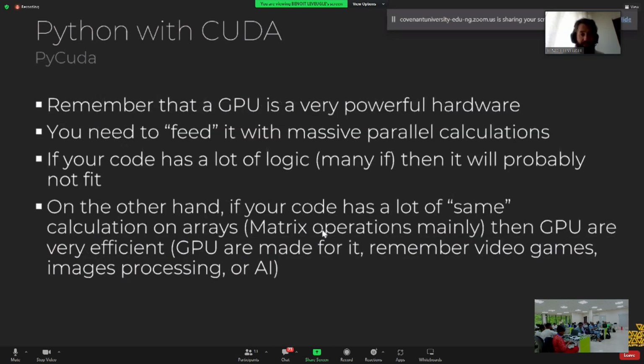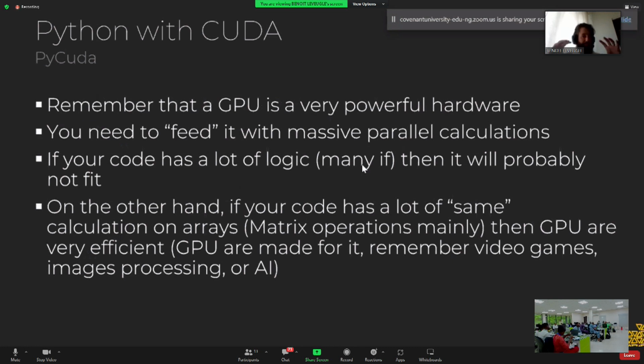So just remember that a GPU is a very powerful piece of hardware. Remember the number of cores, it's completely insane. So you can have incredible performances, but you need to feed it with a massive parallel calculation. It's like some kind of ogre that wants a lot of things, so you have to feed it. If you don't feed it with a lot of things, it's just not worth it. Also, if your code has a lot of logic, so a lot of ifs or checks, it will not be efficient on a GPU.